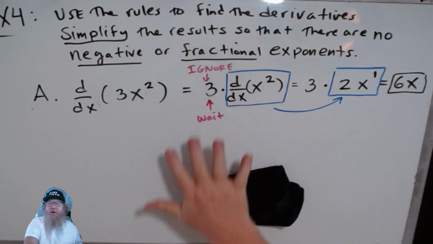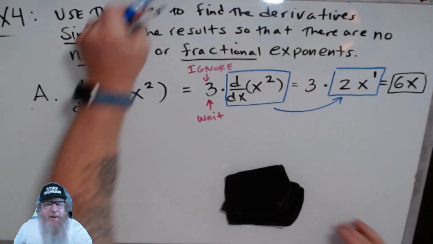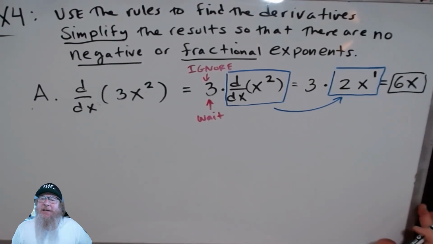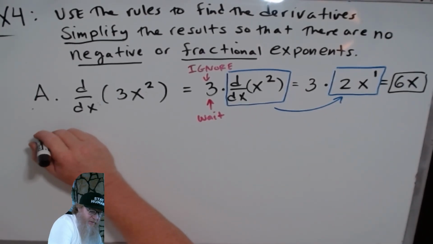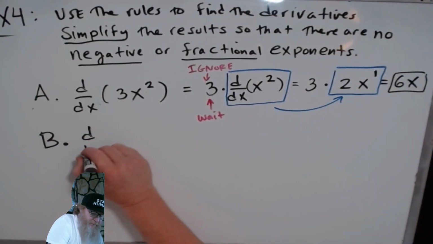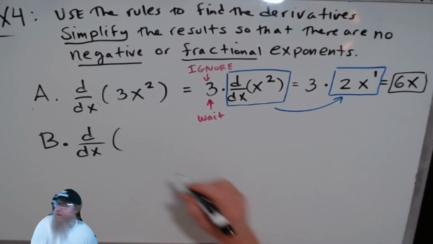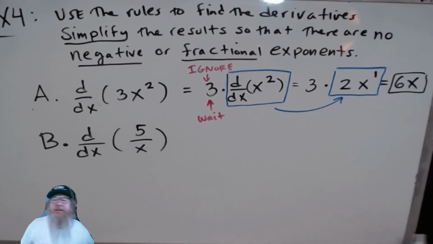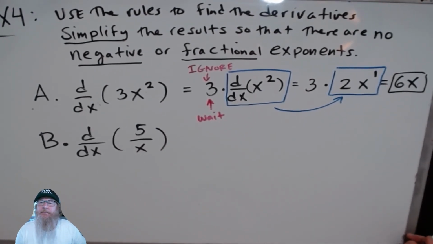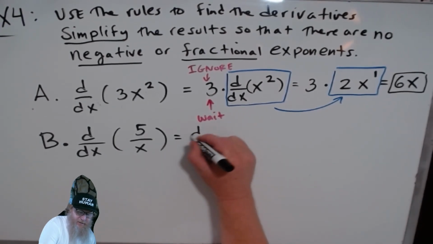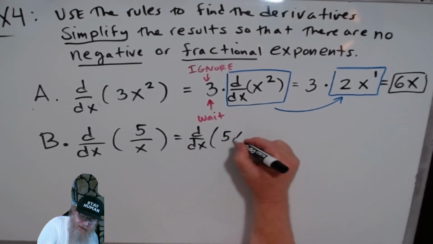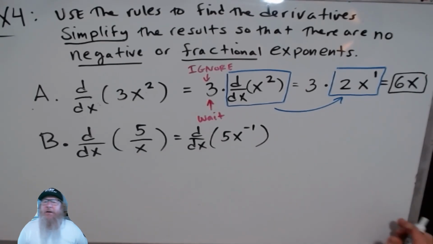And sometimes it's more efficient to work down, but I'm saving this space for my next parts of the problem. So I'm trying to work horizontally as a space-saving measure here. All right, d/dx of 5 over x. Well, this is the derivative of 5 times x to the negative 1 power.